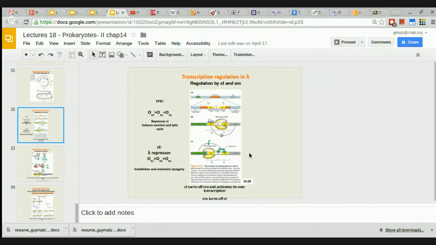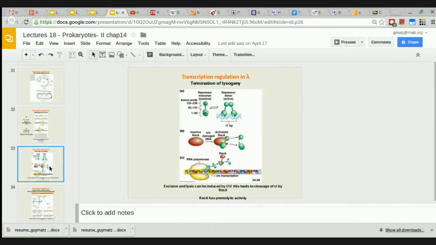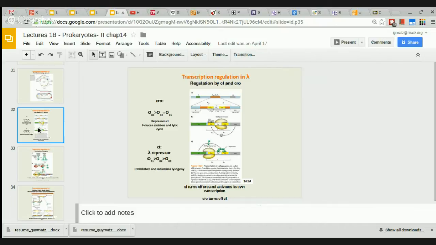And when you irradiate cells with UV, it activates a protease called RecA that cleaves cI, and that liberates the operators OR1, 2, and 3, and that allows the transcription of cro, and that leads to lysis. So what I just said is what we need to know. Can you repeat it? So this regulatory region with 3 operators, OR1, OR2, OR3, with cI and cro.